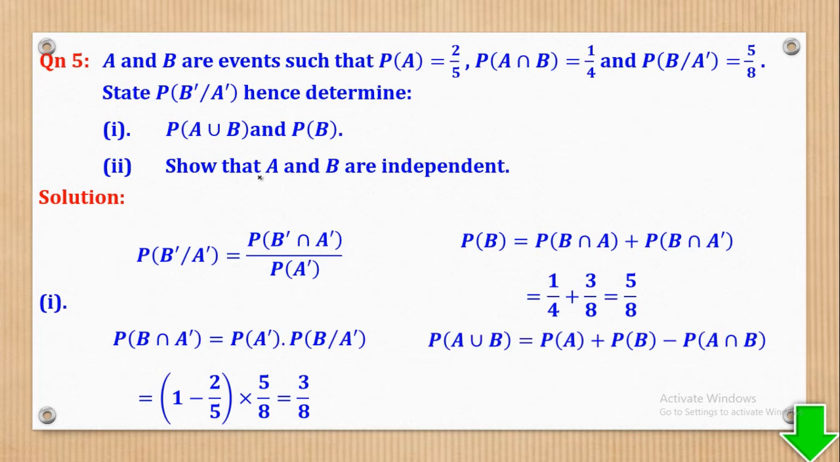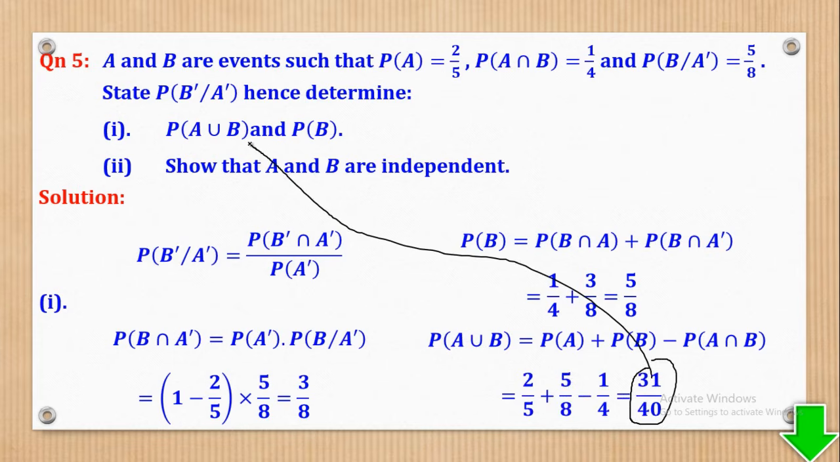What about probability of A union B? So I'll first expand, then substitute, and then come up with the probability of A union B which they wanted. So that was Roman 1. Now we shall go to Roman 2, where they want you to show that events A and B are independent.